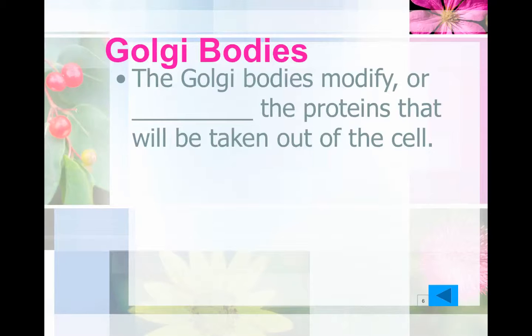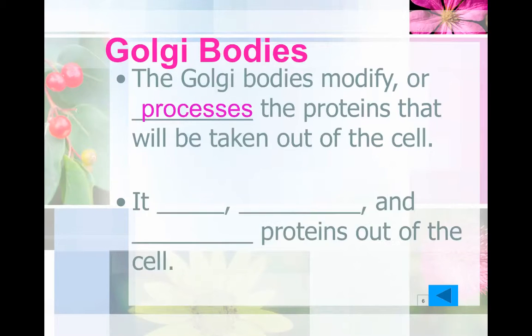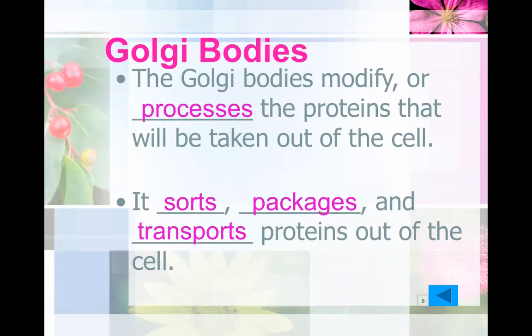Okay, Dr. Golgi, I can't remember what year, discovered the Golgi bodies. When you're famous and you discover something, you get to name something after yourself. They modify processed proteins that will be taken out of the cell, and they sort, package, and transport proteins out of the cell.